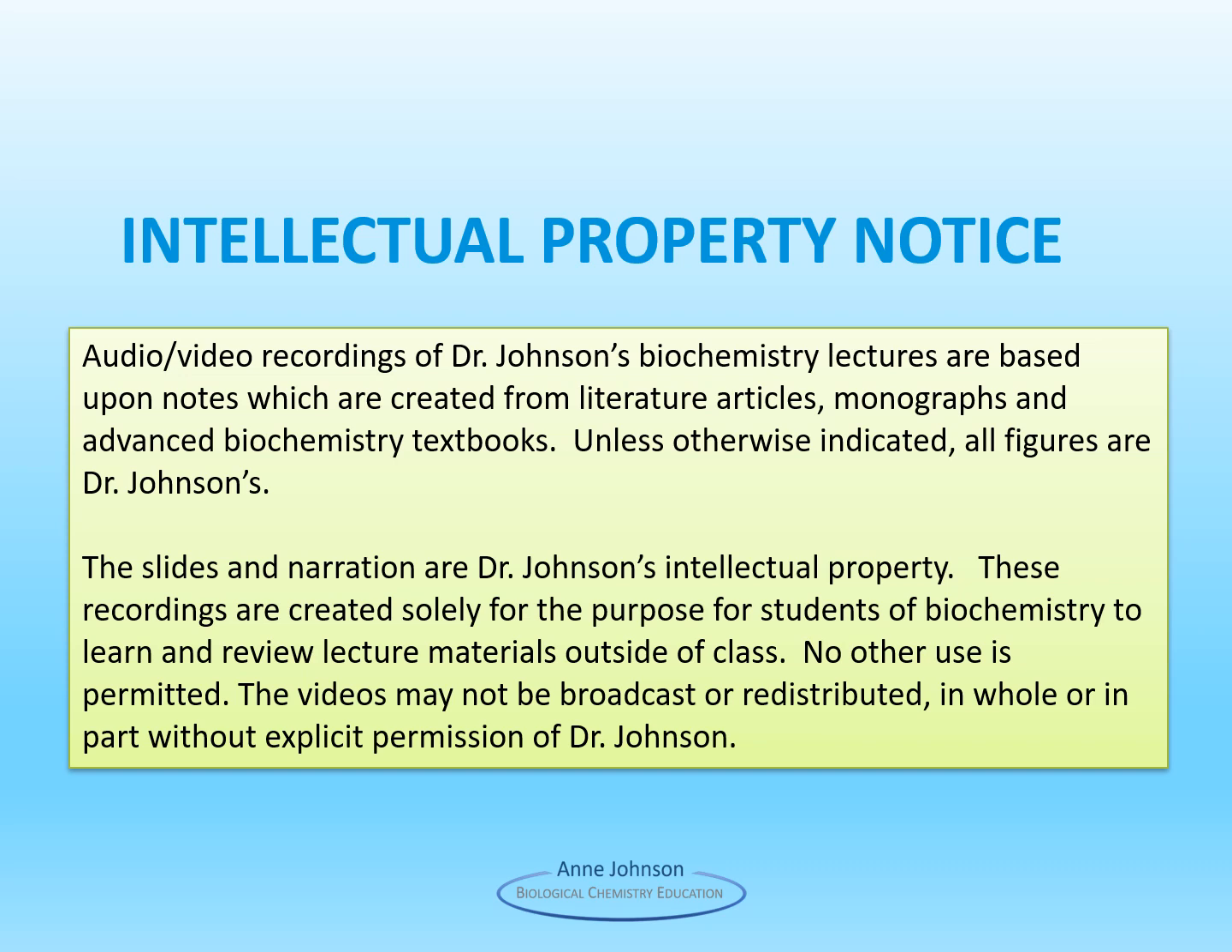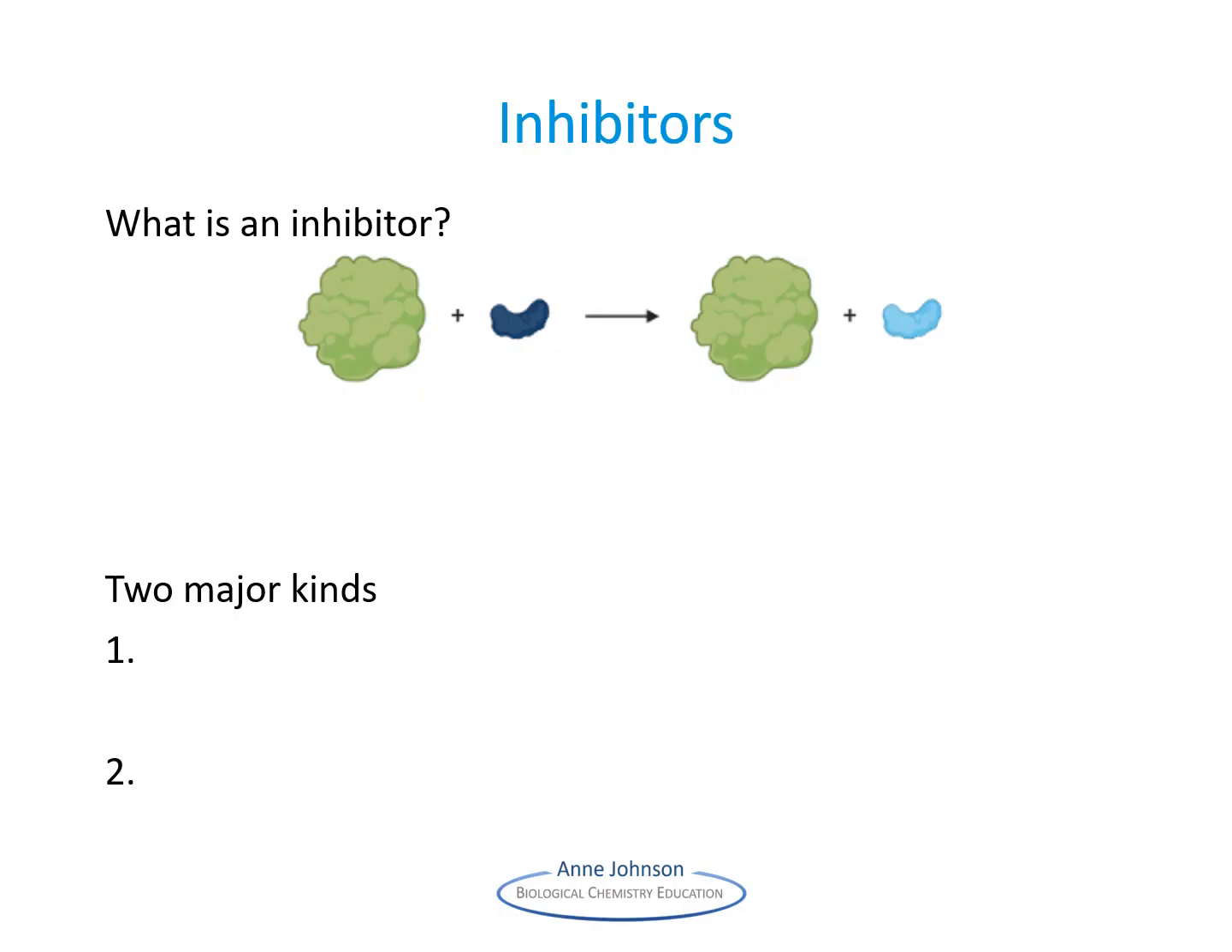What is an inhibitor? Quite simply, it is an ion or molecule, big or small, that binds to the enzyme and by doing so slows or stops the enzyme's action on its substrates. The inhibitor interferes with catalysis.